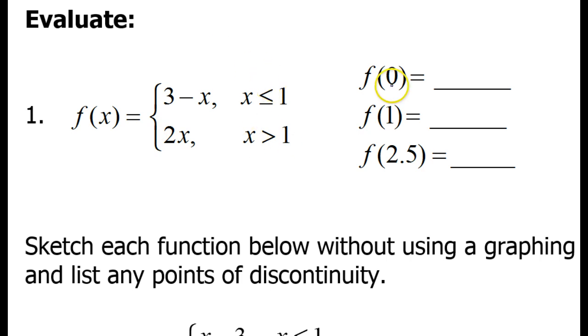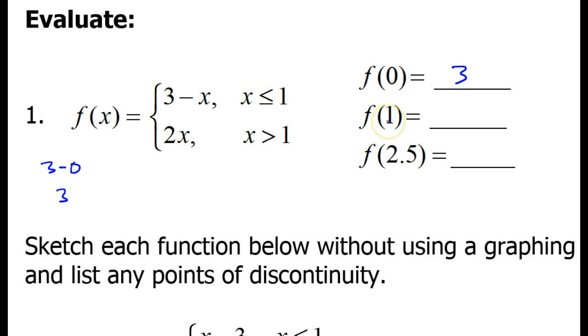So let's start with 0. Is that less than or equal to 1, or is it greater than 1? Obviously 0 is less than 1. So that tells us we will use the first piece. So we will use the 3 minus x. So this will become 3 minus 0, which is just 3. So the answer is 3.